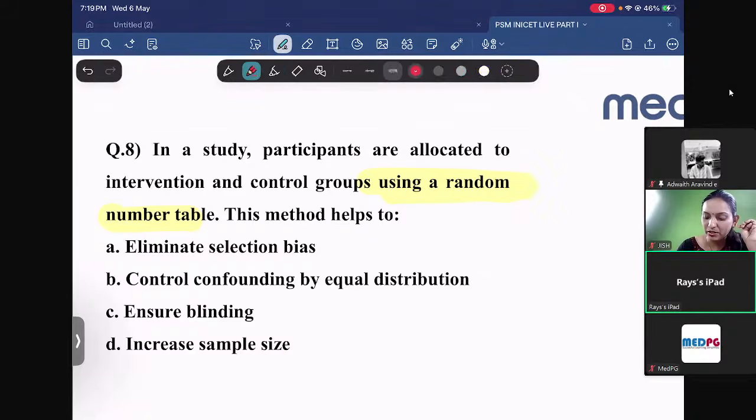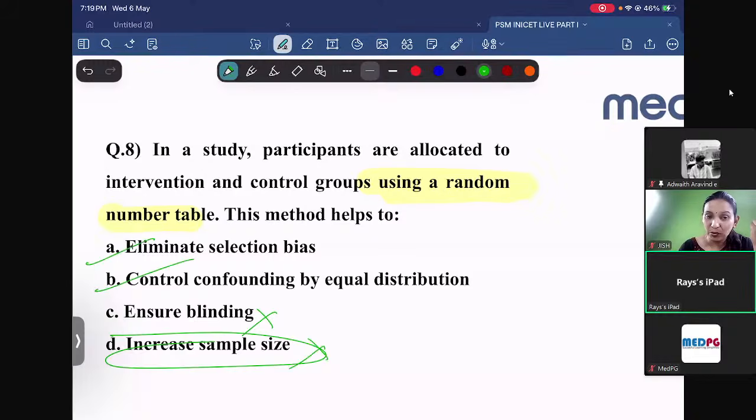So you can actually rule out the last option, right? Just because you're allocating people into two groups, it's not going to increase your sample size. Blinding is also not correct. So options A and B both are correct. This is actually a multiple choice question, like you can choose more than one answer here. You may get A and B are true, A, B, and C are true, such kind of a question. So randomization actually eliminates selection bias and also it controls confounding by equal distribution of the confounding factors.